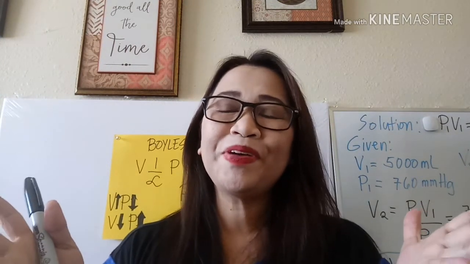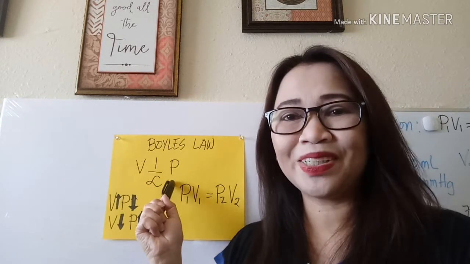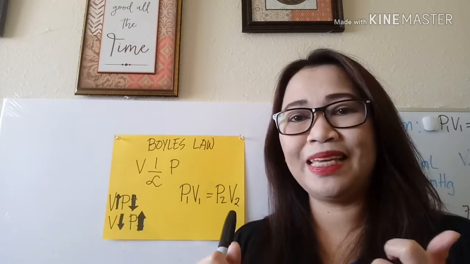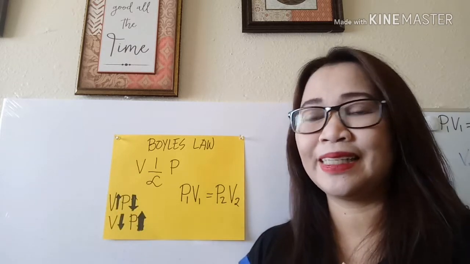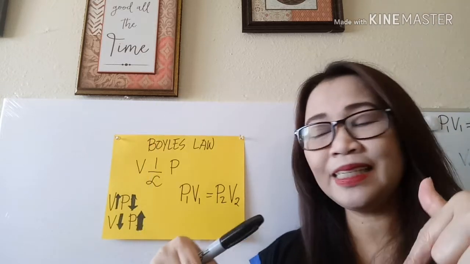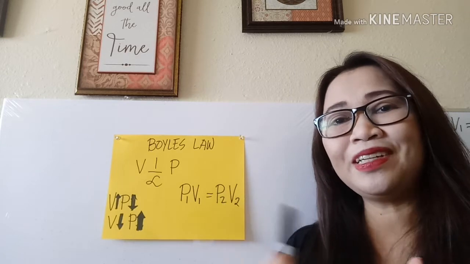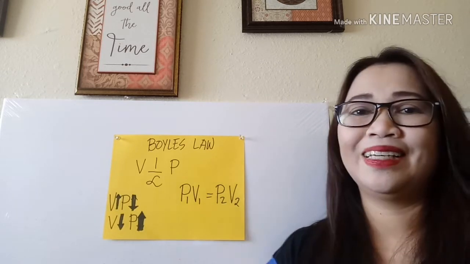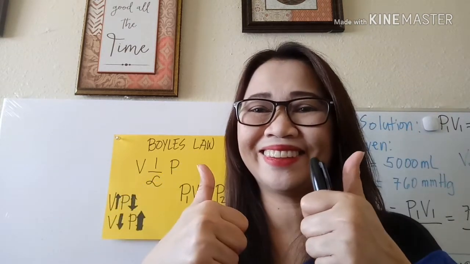Do you still remember Boyle's law? That has something to do with the relationship between volume and pressure, and they are inversely proportional. That means as volume increases, pressure decreases. Or we can say that as volume decreases, pressure increases. All right? And the general equation for Boyle's law is P1 V1 equals P2 V2. So, are you ready for the problem solving? Let's go.